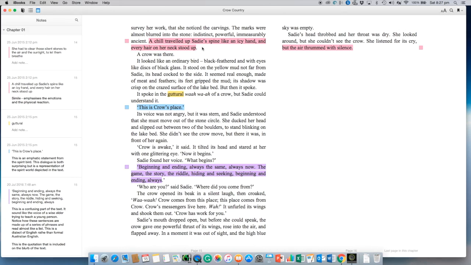Now we've got this reaction. A chill travelled up Sadie's spine like an icy hand, and every hair on her neck stood up.